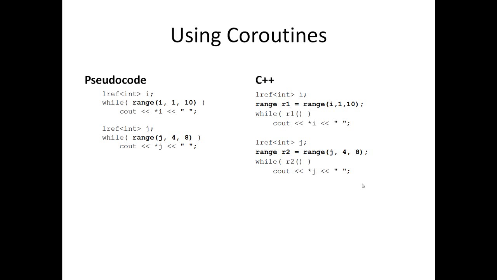Now let's look at how to actually use these coroutines. To the left again is the same pseudocode we saw earlier. First we're iterating over the range 1 through 10 using I, and then over the range 4 through 8 using J. Here, the first execution context is started off simply by instantiating the range function object and then iterating over that using the function call operator. And similarly, we instantiate yet another execution context by simply instantiating a second function object and then using the same while loop. The body of the while loop, as you can see, remains unchanged.